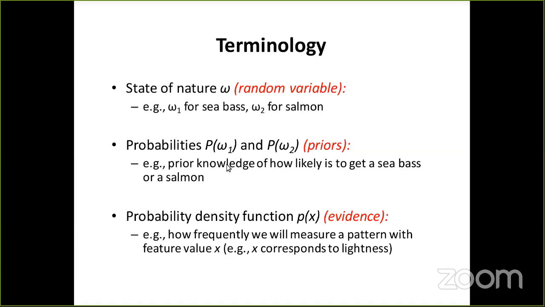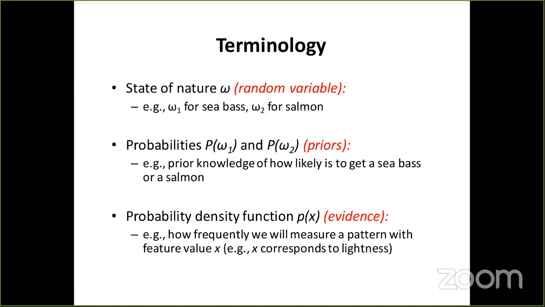This represents our prior knowledge of how likely it is to get a sea bass or a salmon. Maybe sea bass is more commonly available than salmon, so this is our prior probability over which class our data belongs to. And we have a probability density function p of x, which is the evidence.